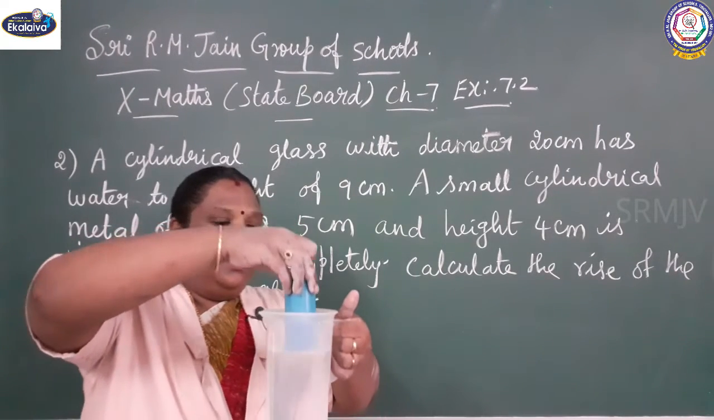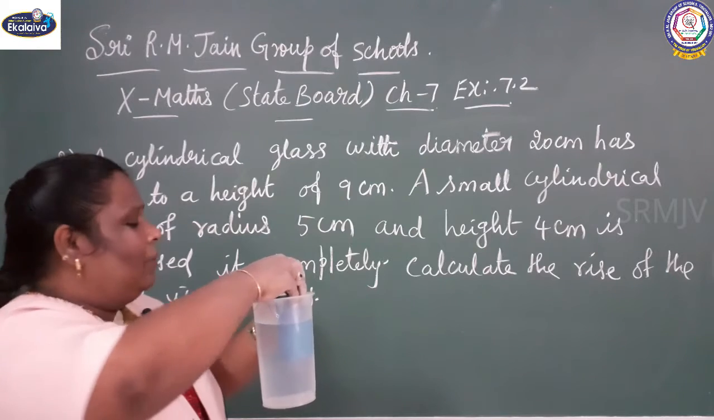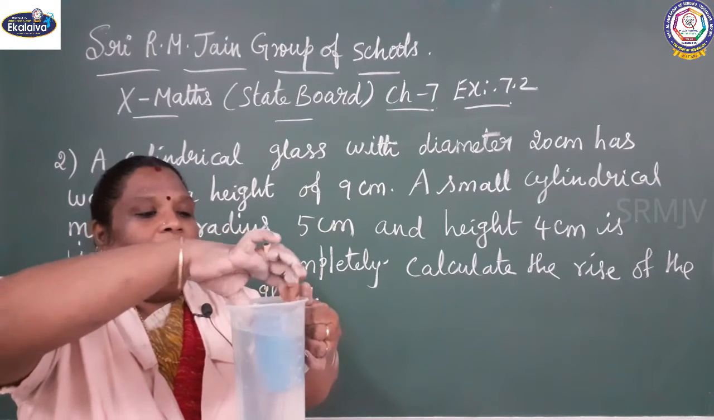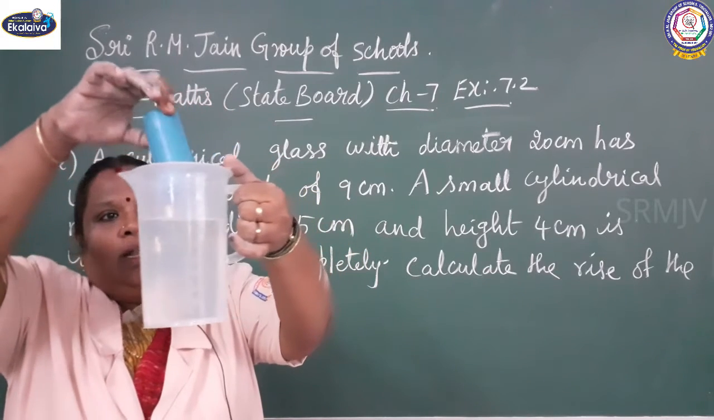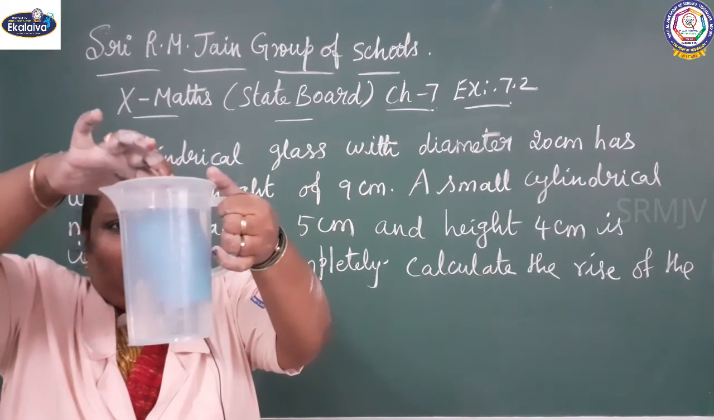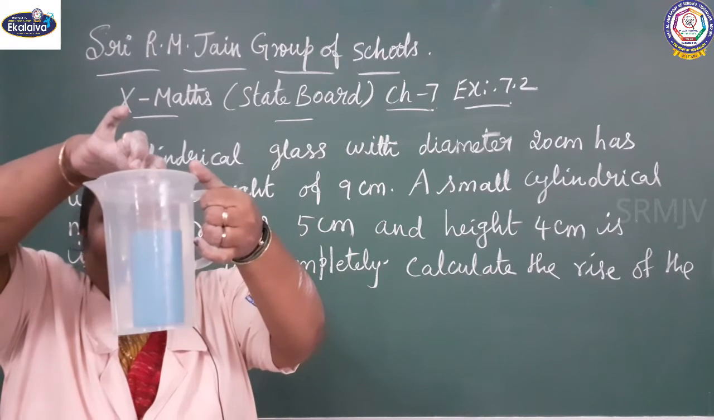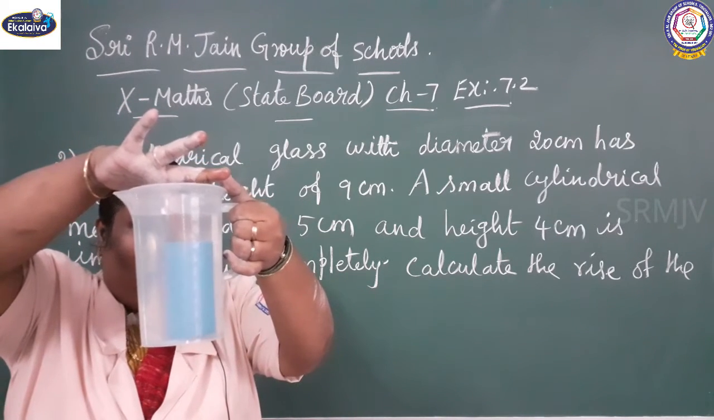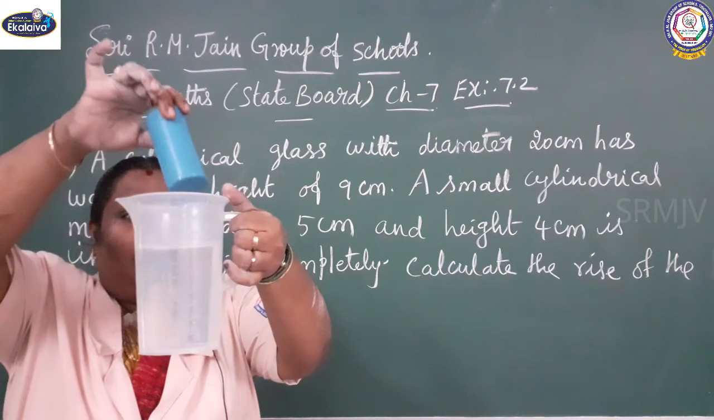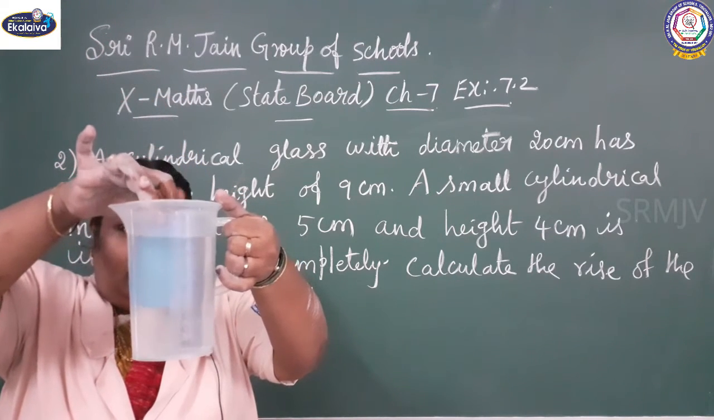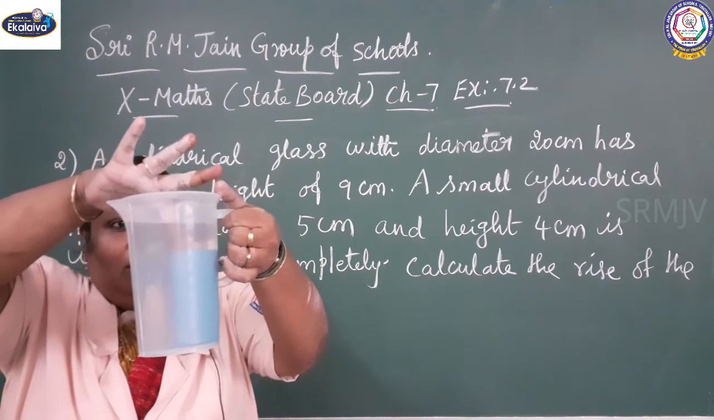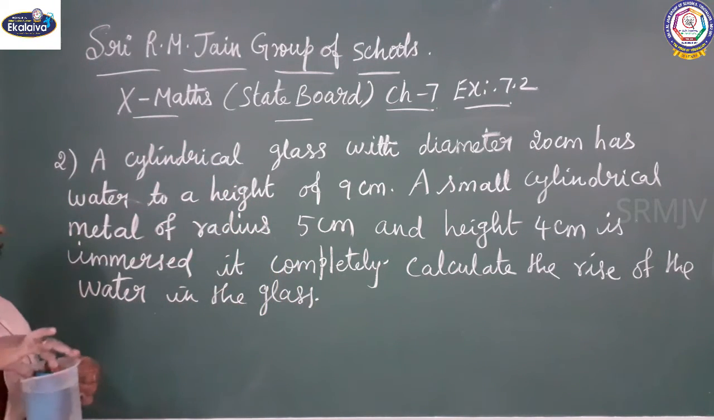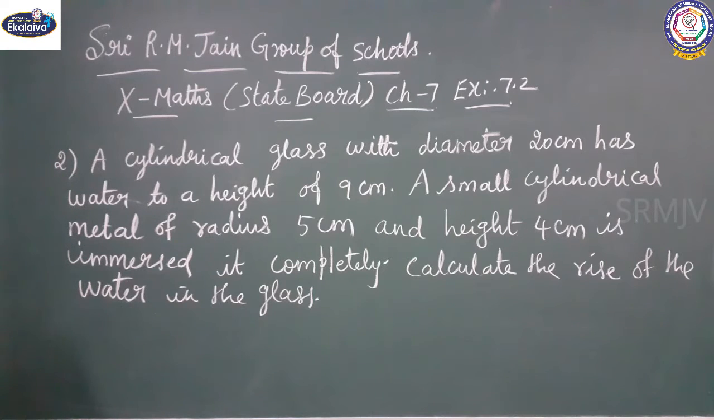See the cylindrical metal of radius 5 centimeter and height 4 centimeter. See the level of the water before it is fully immersed, and the rise in the level of the water. This is the before level. When I put in the cylindrical metal, the water level is rising. You should find out the rise of the water in the glass.